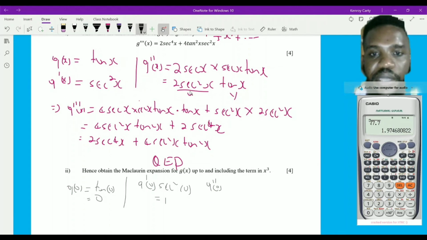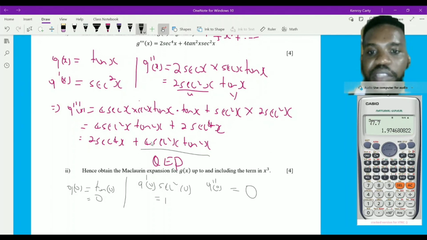Alright, g double prime is this. So you have 2 sec squared. Bear in mind that sec of 0 is 1 and tan of 0 is 0. So it means that 0 times anything is 0. So that's going to be 0. So that's out completely. Alright, moving to the next function.